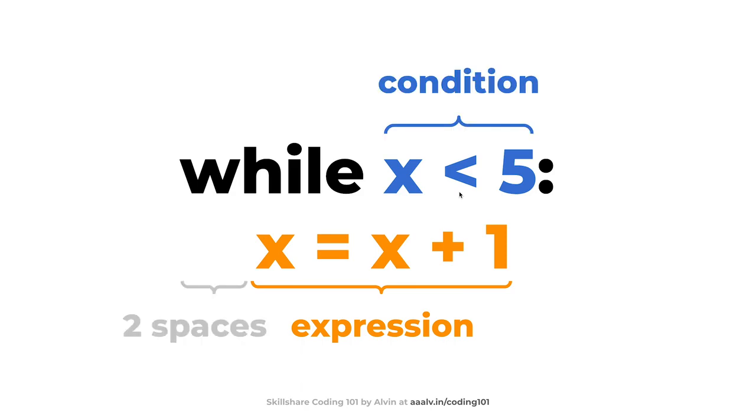Here are all the parts annotated. For a while loop, we need the while, a colon at the end of the first line, and 2 spaces before every line that we want to run repeatedly.